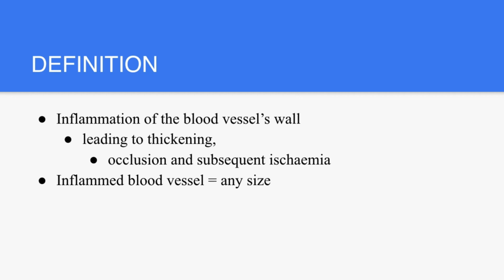It's inflammation of the vessel's wall leading to thickening, occlusion, and subsequent ischemia. And it's classified according to the vessel wall as small vessel vasculitis, medium vessel vasculitis, and the large vessel vasculitis. So what about the small vessel?